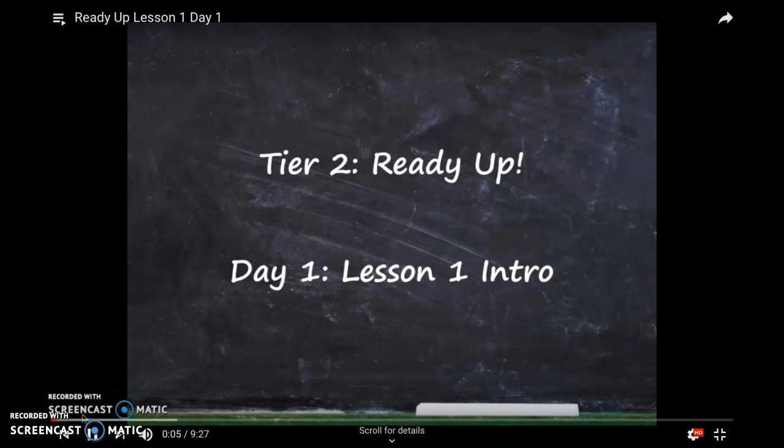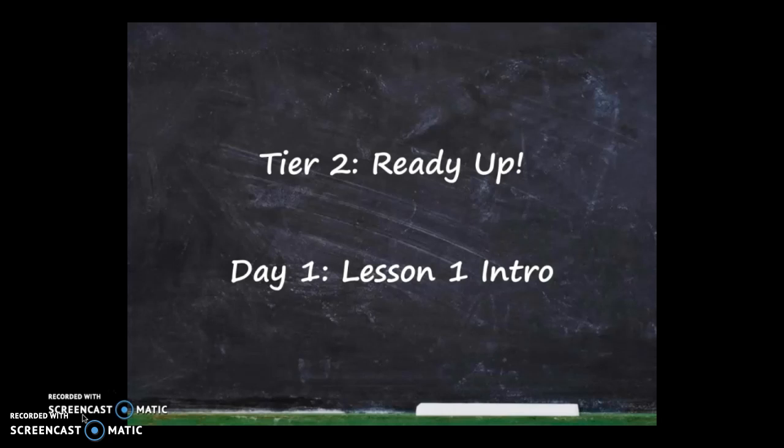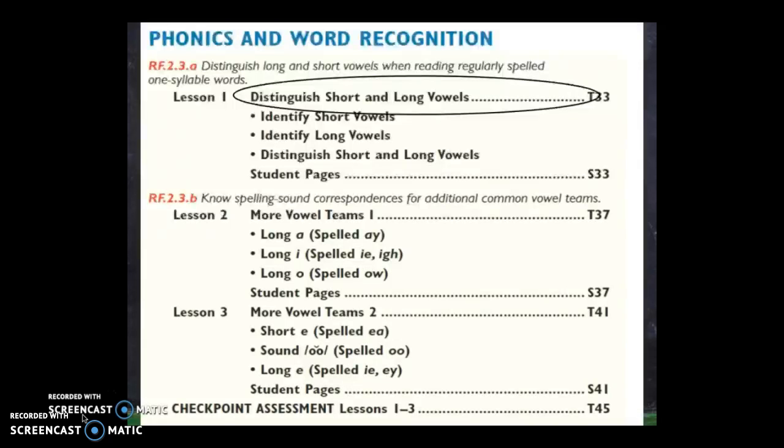We are going to start today on day 1, lesson 1, and this is going to be the introductory part of lesson 1. As you know, you may have been given a table of contents with all of the lessons for lessons 1 through 3. At this point, I have already assessed your child in these 3 lessons, so I want to begin with the very top lesson, distinguishing short and long vowels. This follows the standard that students will distinguish long and short vowels when reading regularly spelled one-syllable words.